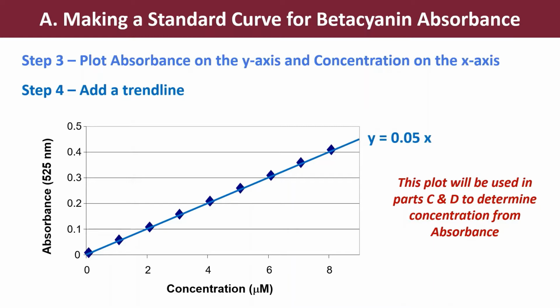So take note that this plot can be used later, and that's why we're generating this plot. We're going to use it later in part C and D, and we're going to use that to determine our concentrations. So in part C and D, we're damaging the membranes using temperature and solvents, and we're going to measure an absorbance. And from that absorbance, because we don't know the concentration, we're going to determine the concentration. I'll show you basically how this works.